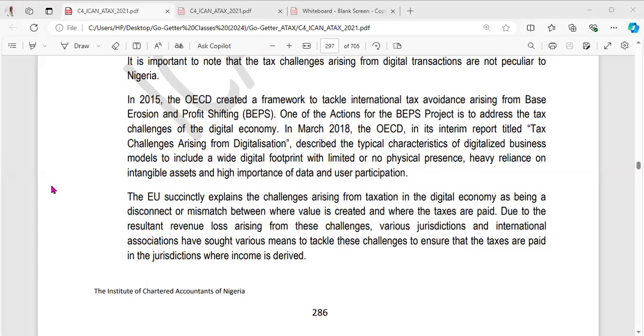Due to the resultant revenue loss arising from these challenges, various jurisdictions and international associations have sought various means to tackle these challenges to ensure that taxes are paid in the jurisdiction where income is derived. And where is the income derived? It is derived either where value is created or where value is consumed. So let's see.